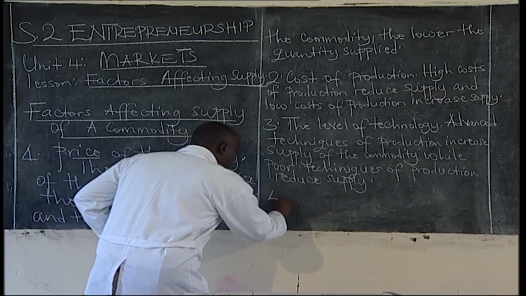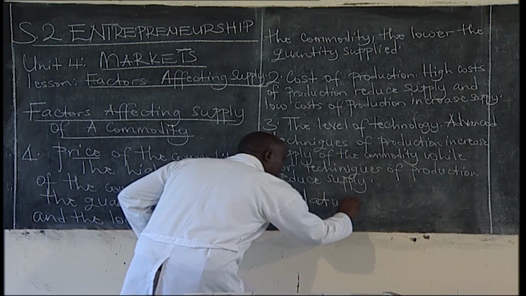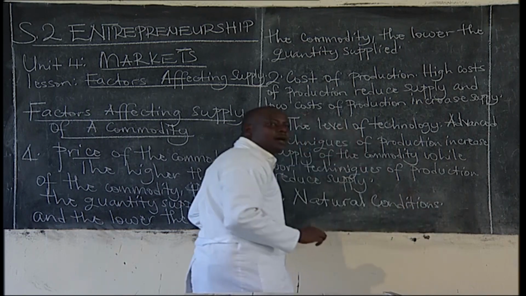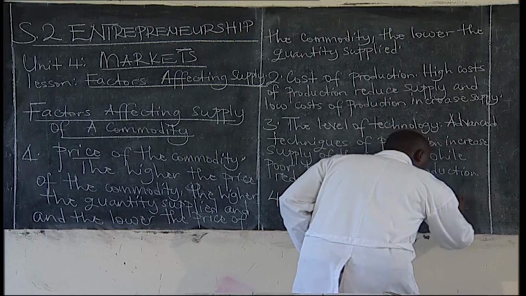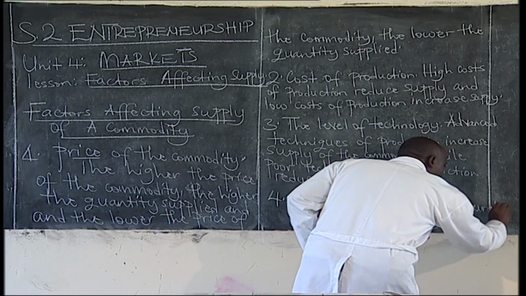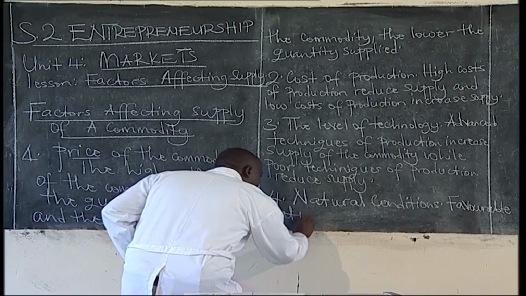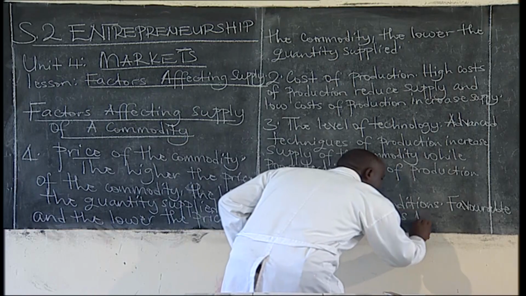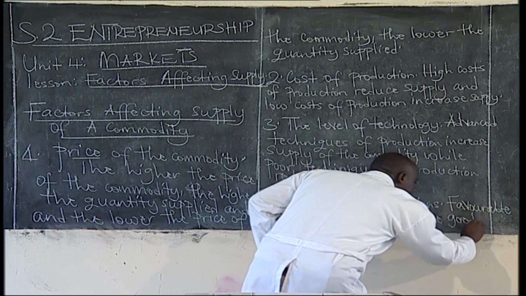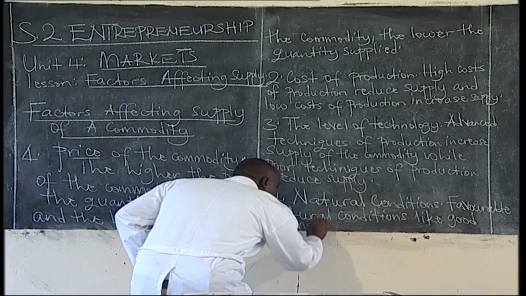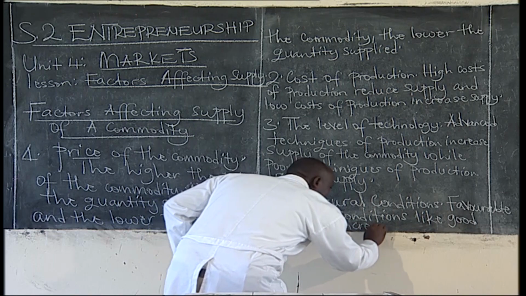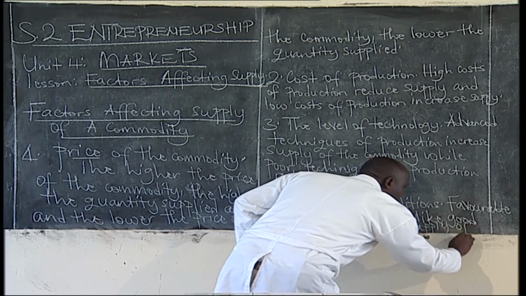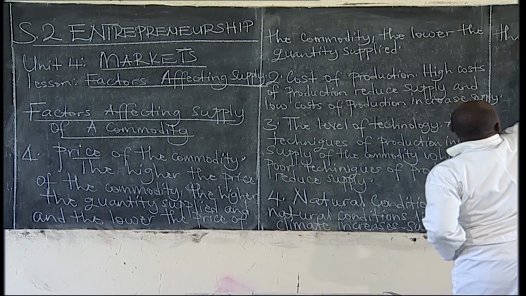The next point, natural conditions. Favorable natural conditions, like good climate, increase supply of the commodity.